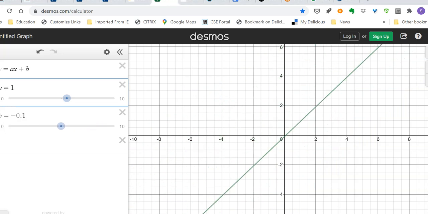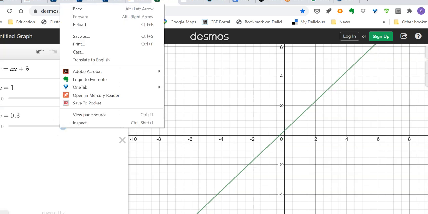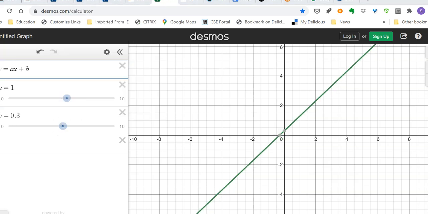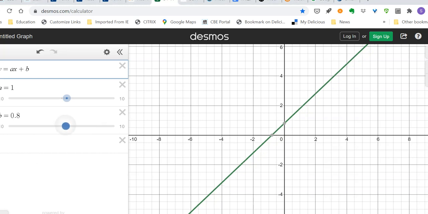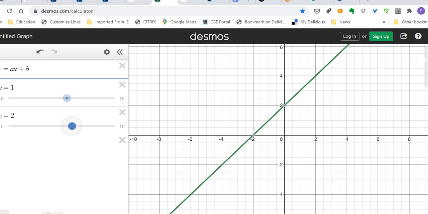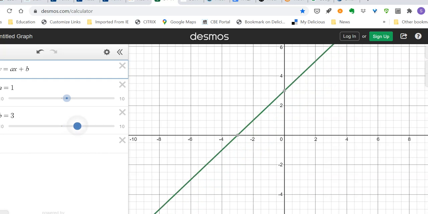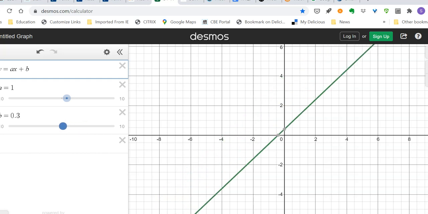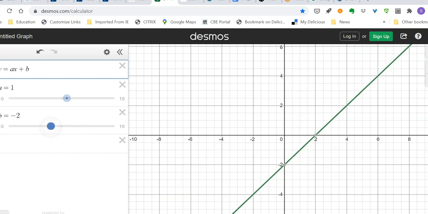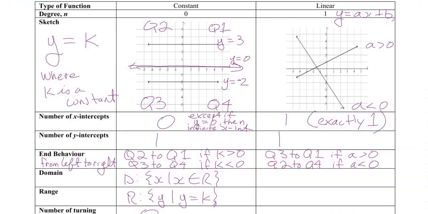Because b is the y-intercept, right? So watch the y-intercept. So here's a y-intercept of 2. Right, here's a y-intercept of 3. Here's a y-intercept of 4. Here's a y-intercept of negative 2. So going back here, there's one y-intercept, and what is it? It is, in the equation, b.